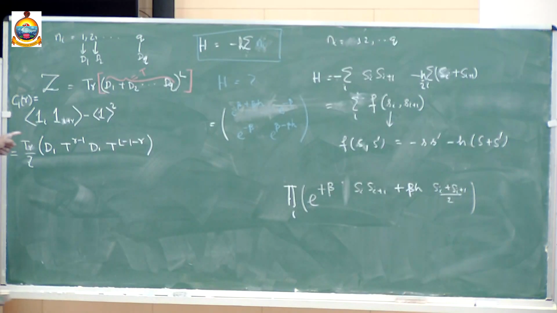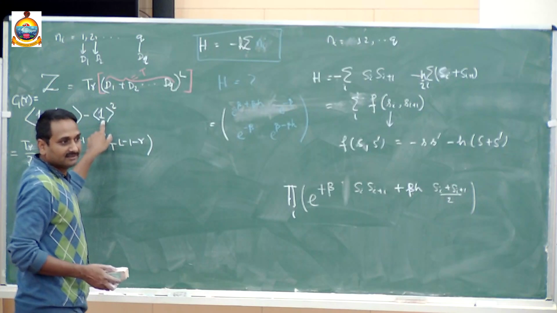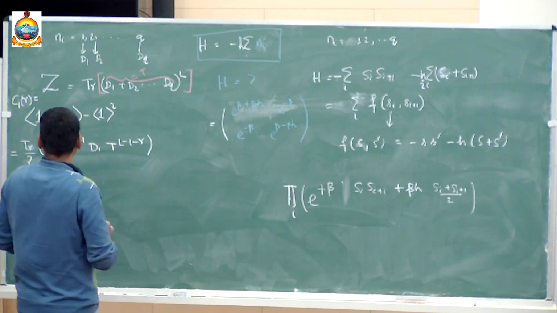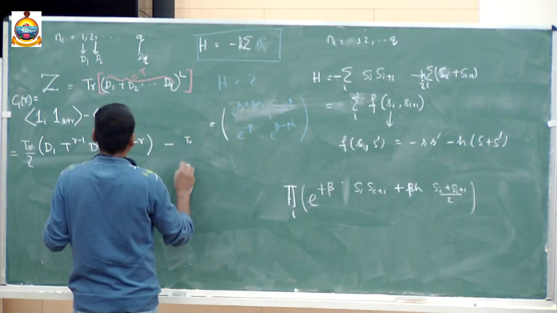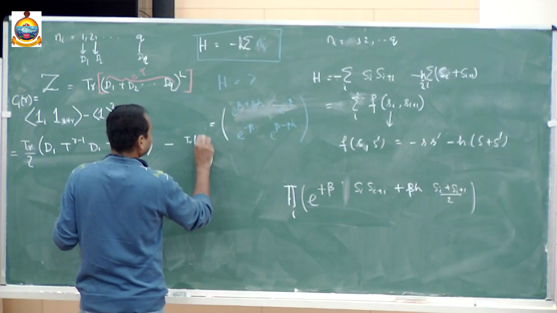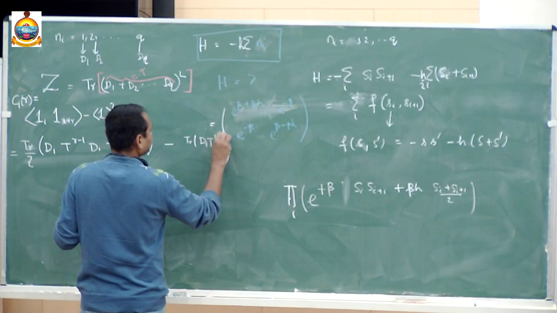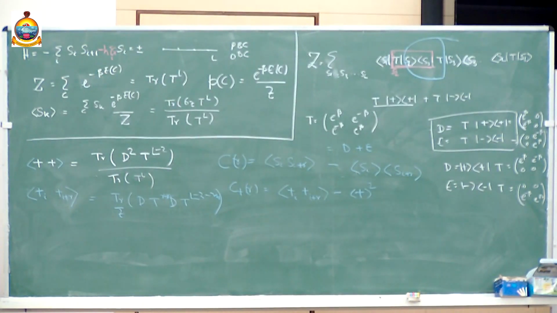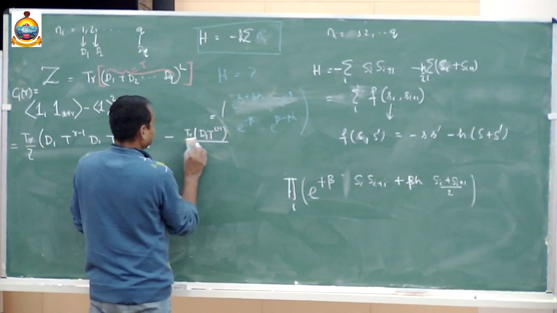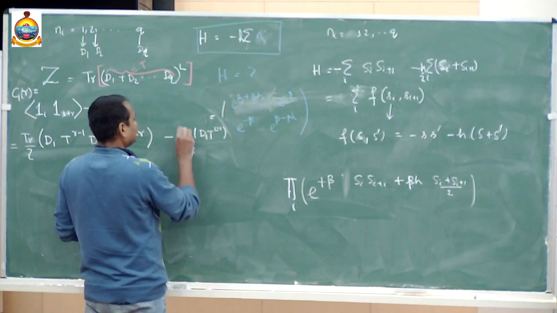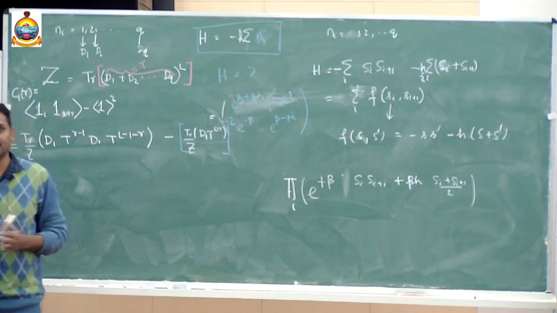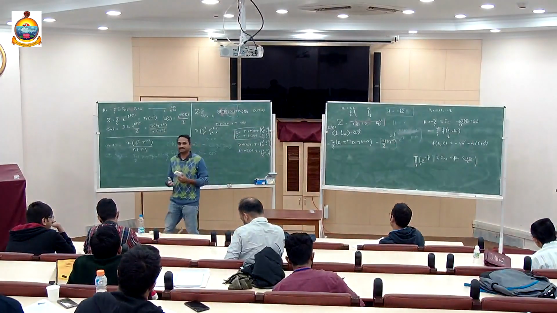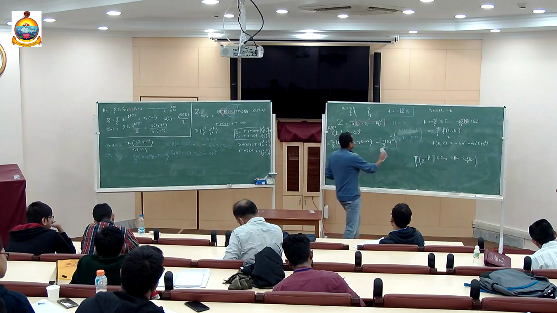But I also have to take the expectation of 1 squared. The expectation of 1 is minus the trace of D1 T to the power L minus 1, just fixing 1, divided by the trace, that is divided by Z, of course, and then I take a square of that. The whole thing has a square, because that's the expectation value of 1, and I take its square. So now I intend to calculate how this will look.